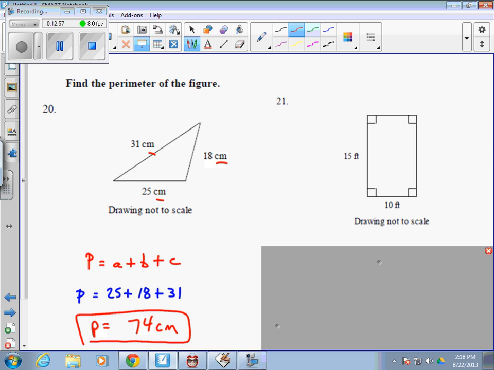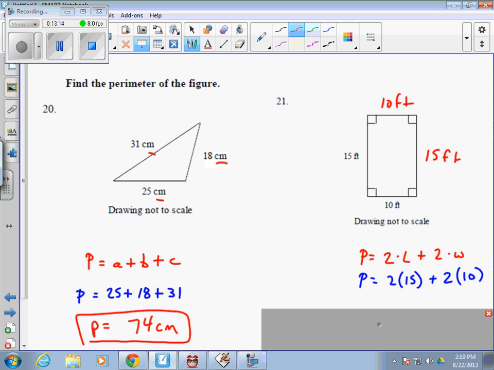For 21, they don't give us values for the ones that are not shown, but we know since this is a rectangle based on the fact that all 4 of them are right angles, this one has to be 15 feet as well, and this one has to be 10 feet as well. So once we know that, we could say, and here's the actual formula for the perimeter of a rectangle: 2 times the length plus 2 times the width. And you can see if you just add up each of the sides, you'll get exactly what we have.